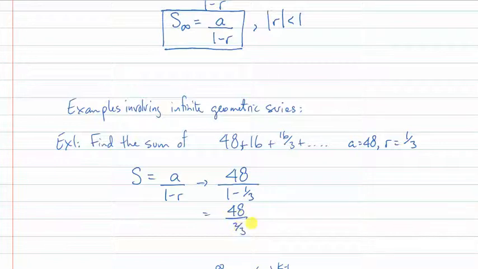Division by a number can be thought of as multiplication by reciprocal. Let's divide out the 2, and I get 24 times 3, or 72. So even though term 1 was at 48, and I add 16, these terms shrink so quickly that even if I add them forever, the sum is only 72.